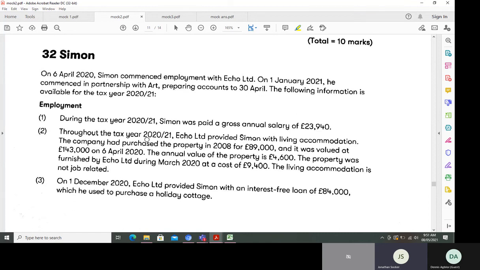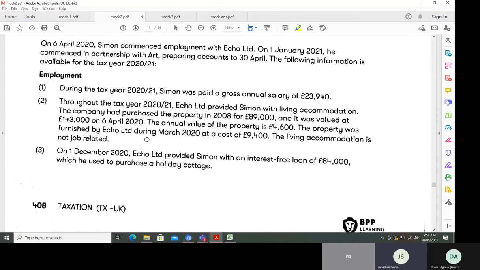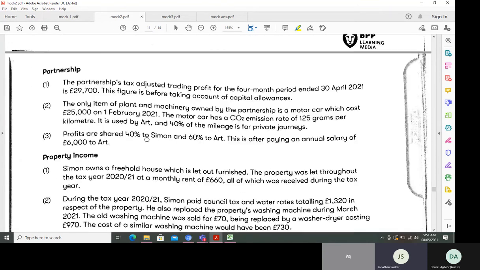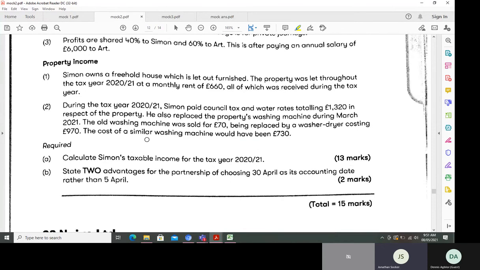And the following information is available. So we have information under employment, we have information under the partnership, and we have information on property income. And we have to calculate his taxable income. Taxable income means that we have to group all his income and less our personal allowance, and that ends it. Track all the sources, put them together, get your total, take off personal allowance, and that's it.